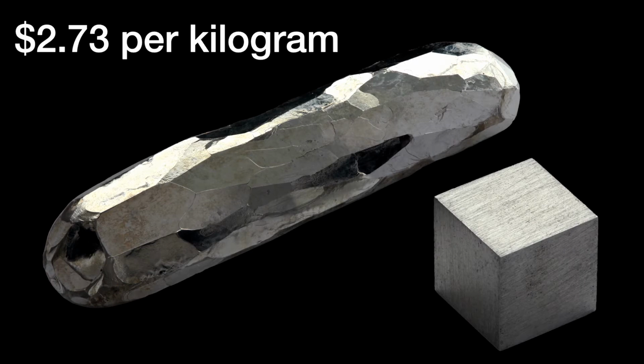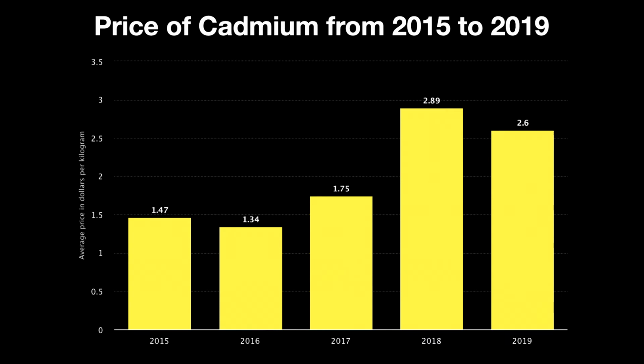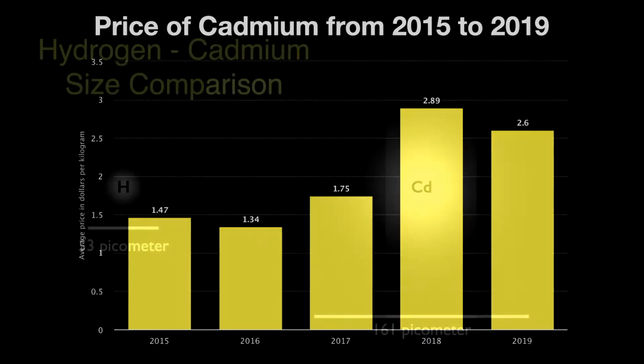Cadmium, despite its limited abundance, is actually pretty cheap, a little less than $3 per kilogram in large quantities. If you had invested in cadmium about 5 years ago, you would have made a tidy profit. It's almost doubled in price during those 5 years. That's about 14% per year increase on the average. That's a pretty decent return on investment.